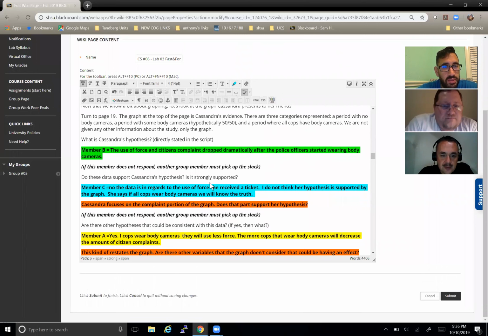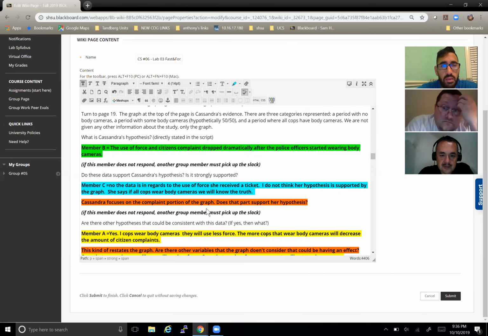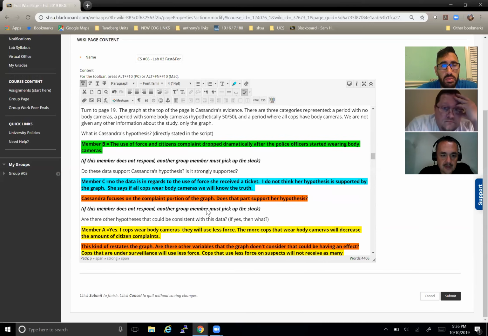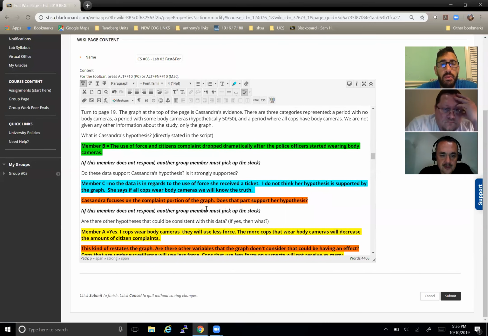Does the data support Cassandra's hypothesis? Is it strongly supported? No, the data. What is this one? Ticket. Photographs. All cops wear body cameras. We all know the truth.